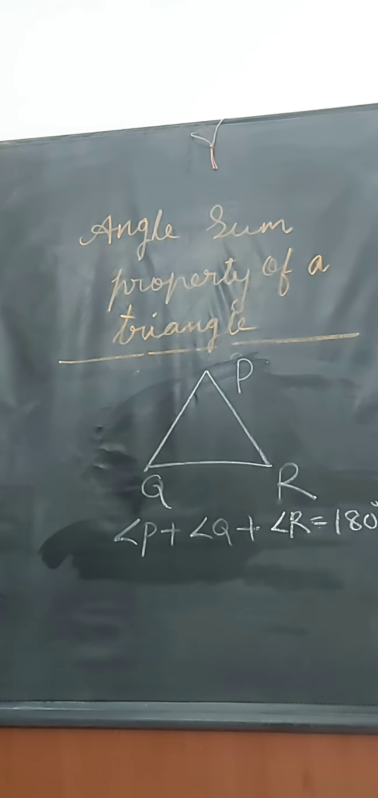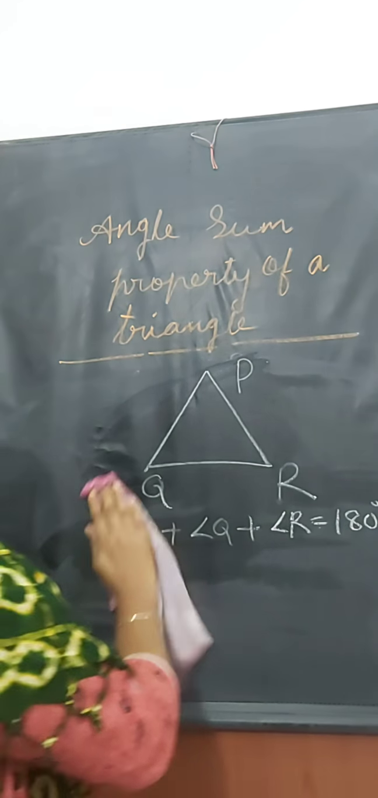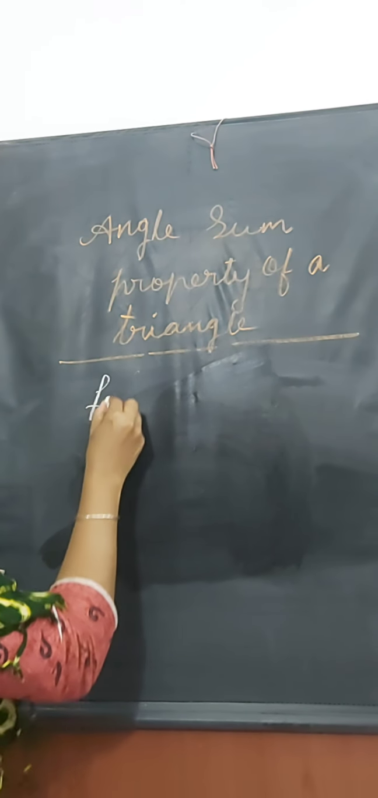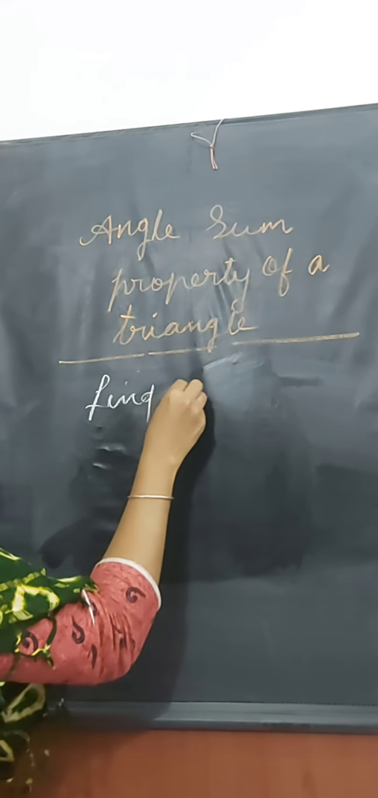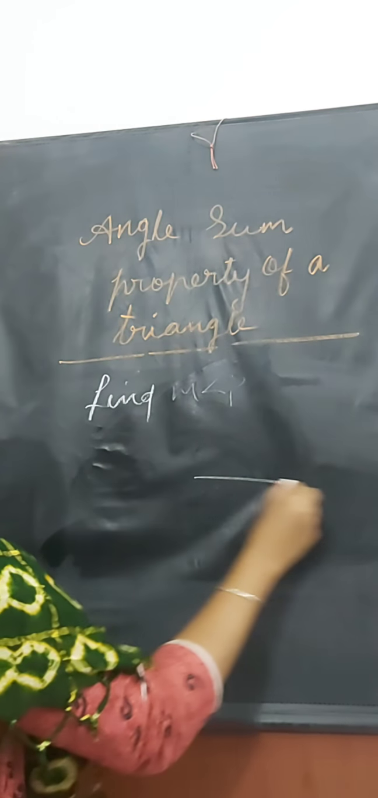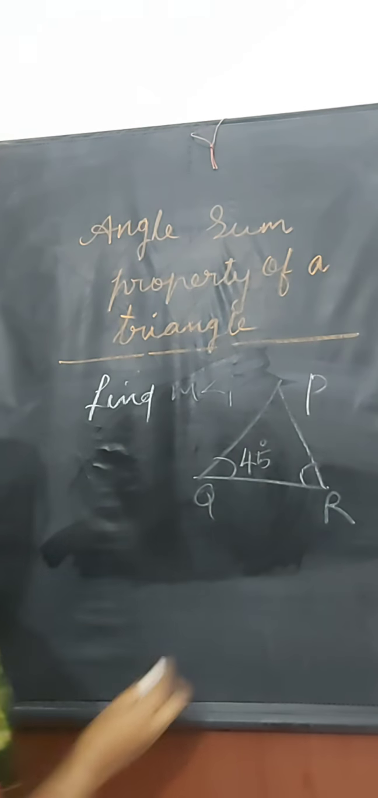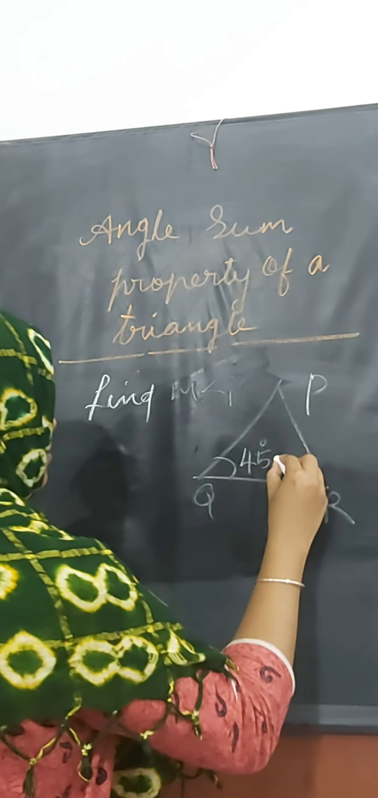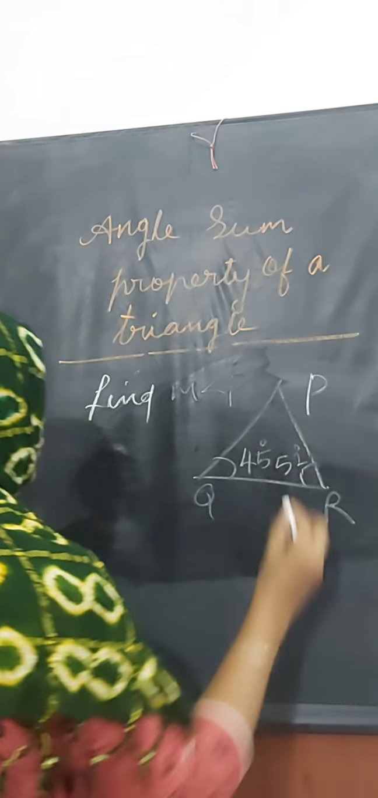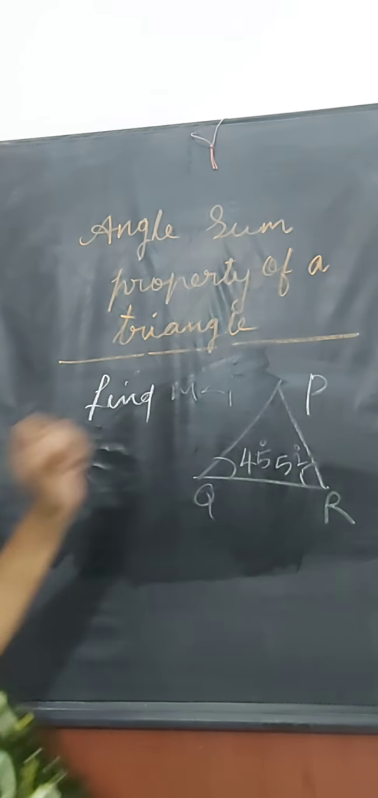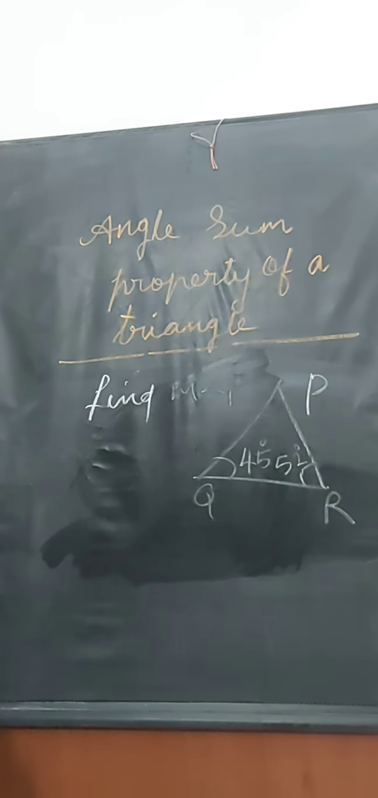Okay. Let us solve one example. In the given figure, find the measurement of angle P. Angle Q equals 45 degrees and angle R equals 52 degrees. Find the measurement of angle P. Okay. How to solve this question?